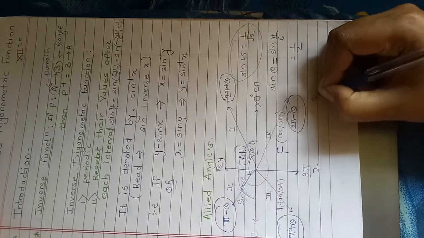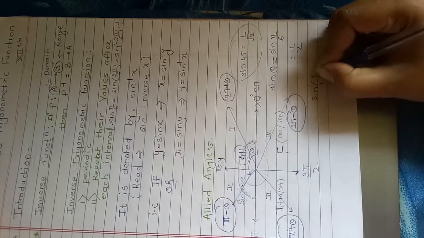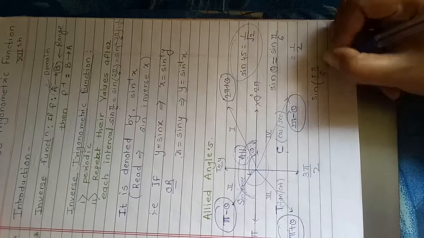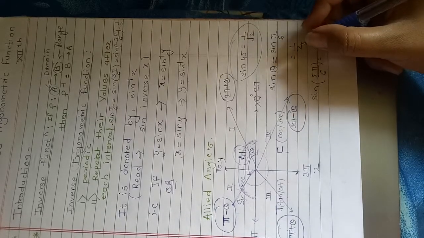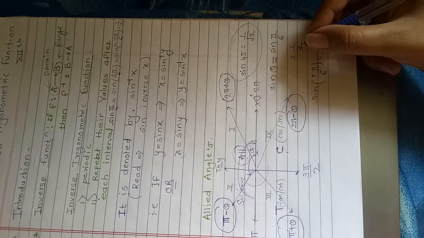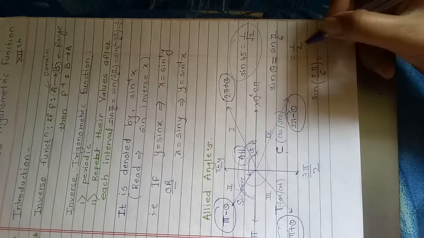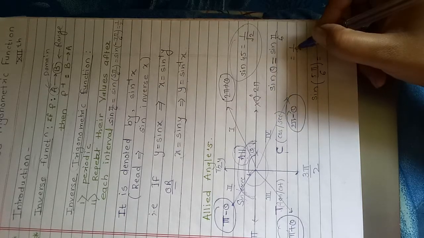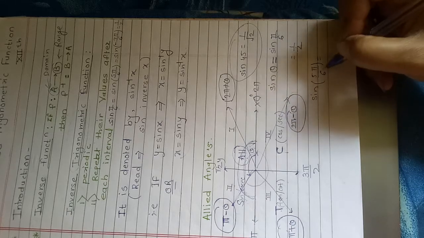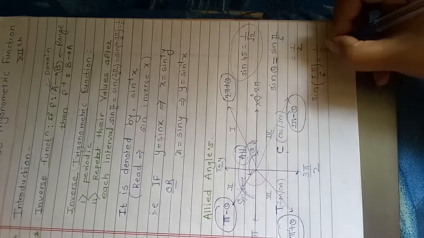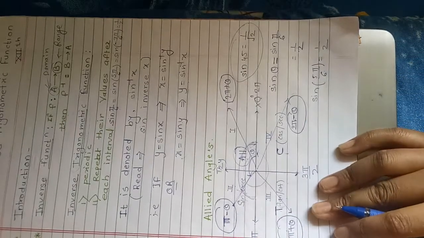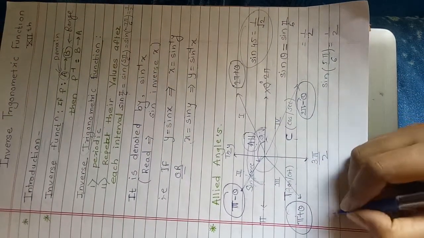We also find sine 5 pi by 6. Sine is a periodic function. The value of sine pi by 6 is 1 by 2, and the value of sine 5 pi by 6 is also 1 by 2.